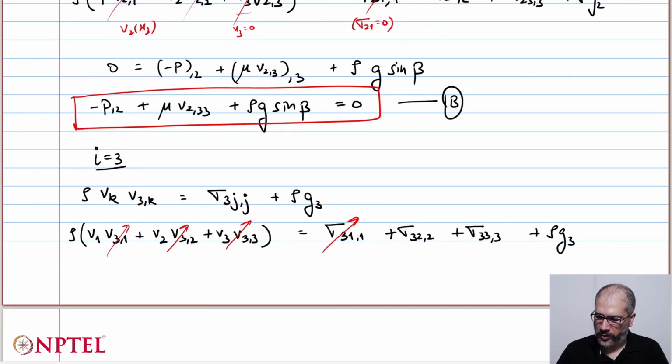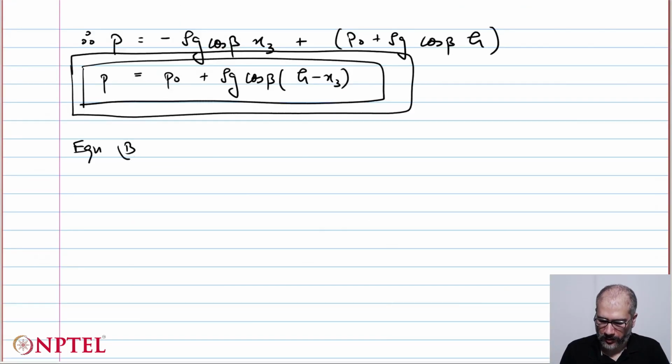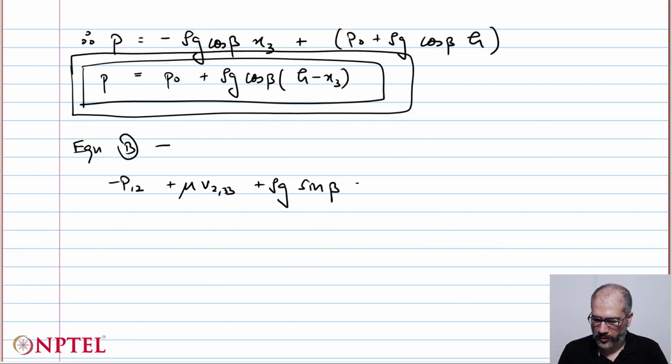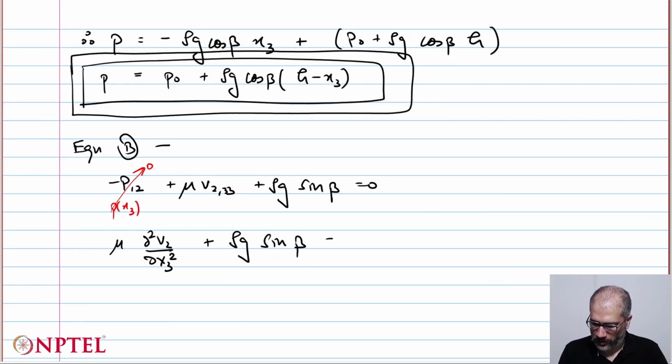Now, if we see equation number B here, we will integrate this for getting the velocity field. So I'll rewrite equation B, which was minus p comma 2 plus mu v2 comma 33 plus rho g sine beta equal to 0. But we just saw that pressure is only a function of x3, so p comma 2 becomes 0 because p is purely a function of x3. So we have mu times del 2 v2 upon del x3 squared plus rho g sine beta is 0.